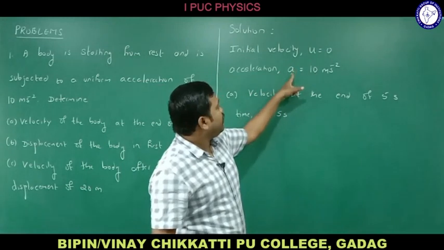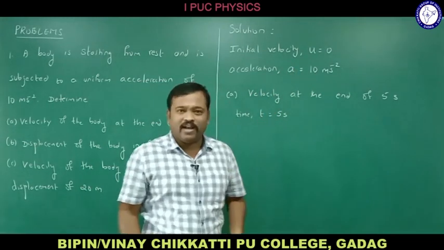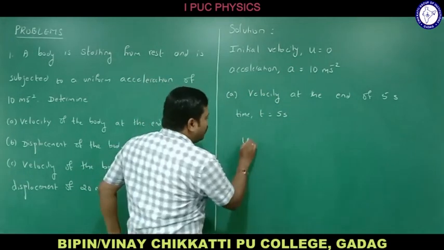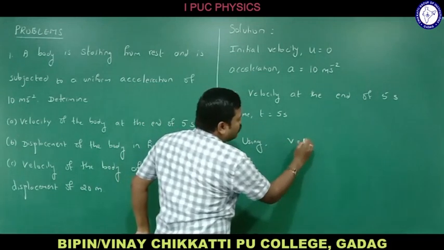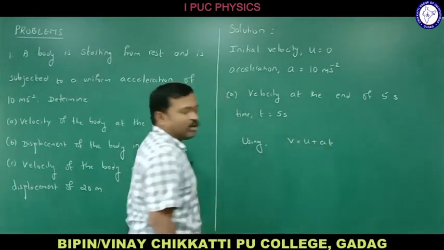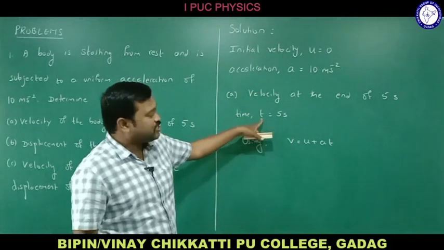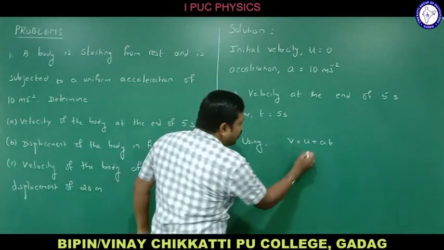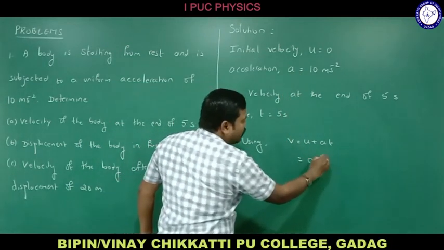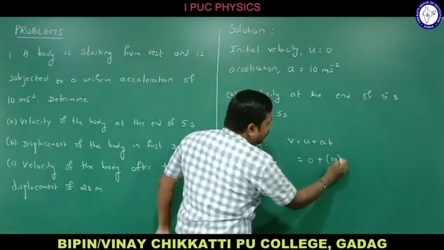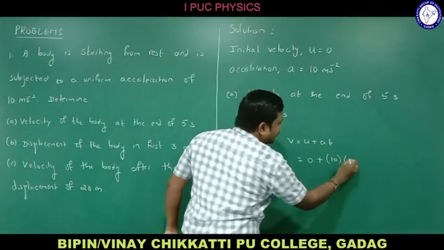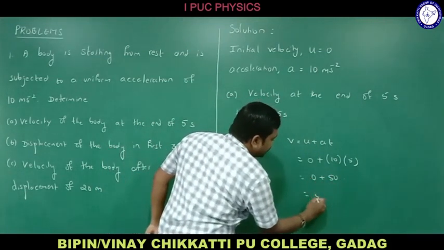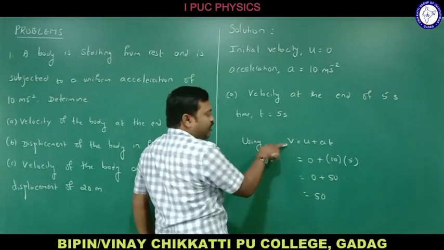Means you have u, a, you have t, then which is a suitable formula? V is equal to U plus AT, right? Because you want a final velocity. So let me use the equation V is equal to U plus AT. This is suitable because you have U, A, and especially T here. V is equal to U plus AT. What is the initial velocity? Initial velocity is 0, plus, what is the acceleration? 10. What is the time? That is 5 seconds. How much do you get here? 0 plus 50, it is nothing but 50. What is its SI unit? Just check it out. It is the final velocity.